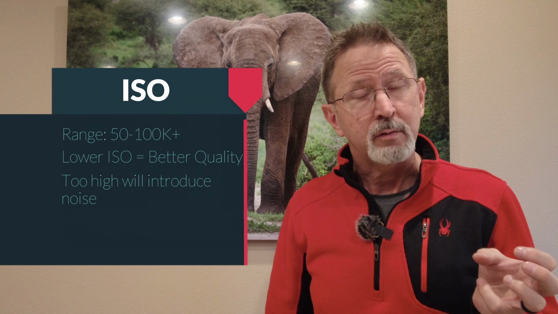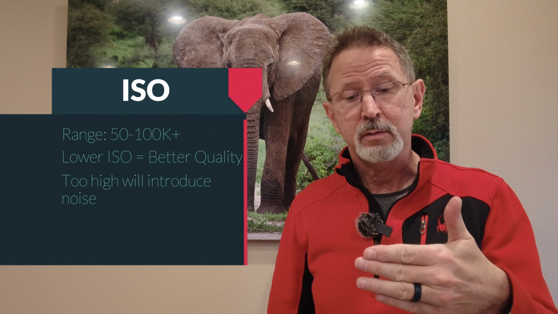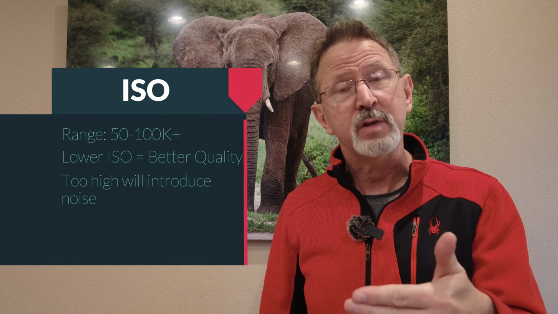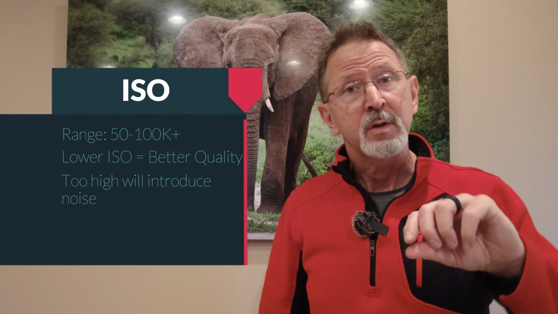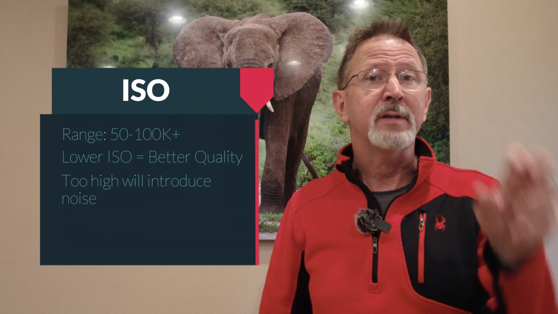ISO is your camera sensor's sensitivity to light. So just like the gain knob on a stereo, you can turn it up or you can turn it down. You can do the same with ISO. So if you want to make your camera sensor more sensitive to light, so to speak, you can turn your ISO to a higher number. If you want it less sensitive, you can turn it down.